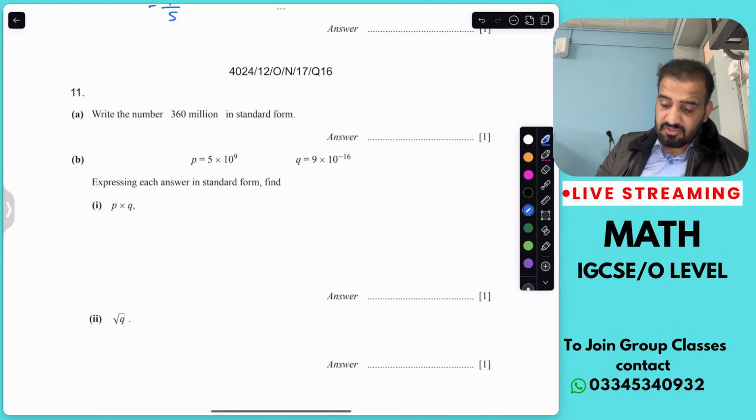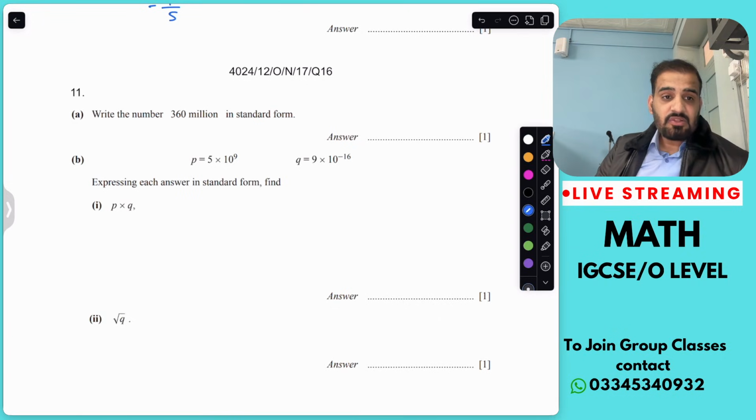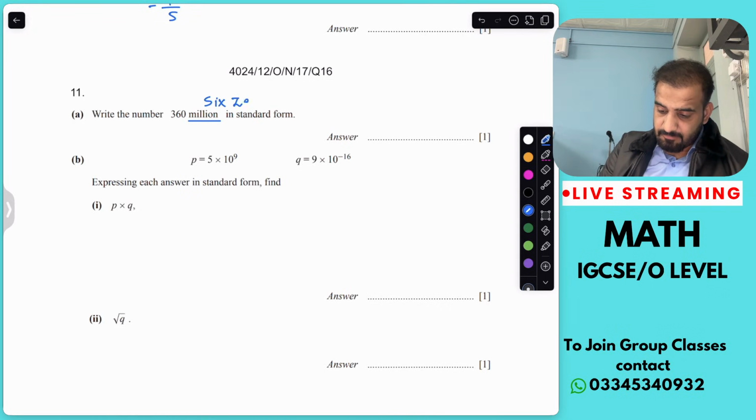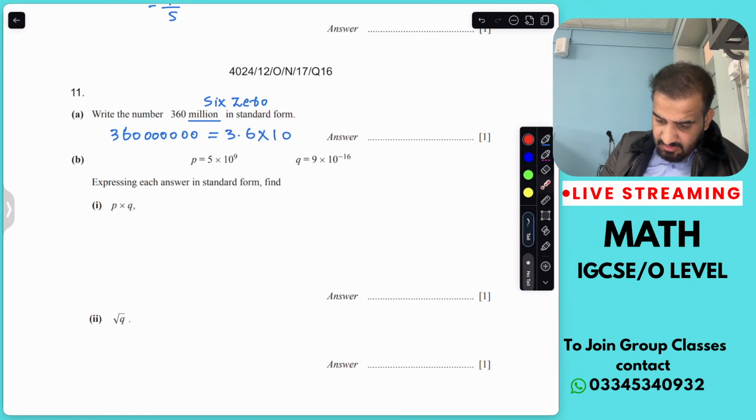Write the number 360 million in standard form. So how to write this in standard form? So 1 million means 6 zeros. Okay, 6 zeros. So 360 million means 1, 2, 3, 4, 5, 6, 6 zeros. So if you write this in standard form, it will be 3.6 cross 10 raised to power 1, 2, 3, 4, 5, 6, 7, and 8. So 8. 3.6 cross 10 raised to power 8.